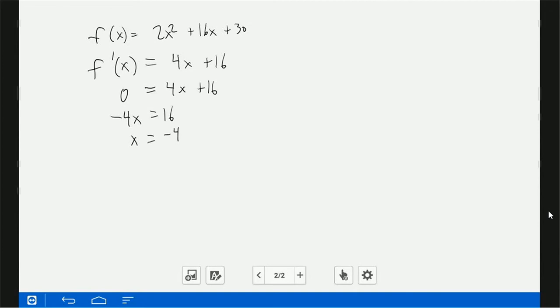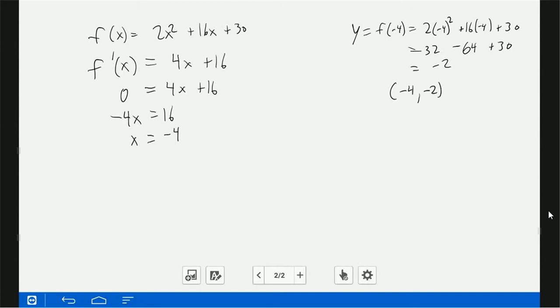In fact, why don't we go ahead and do that. So y is going to be f of -4. So 2 times -4 squared plus 16 times -4 plus 30. -4 squared is 16, times 2 is 32. 16 times -4 will be -64, plus 30. That'll be 62 minus 64, which ends up being -2. So you found the point (-4, -2). That point is going to be a max or a min. We just have to figure out which.